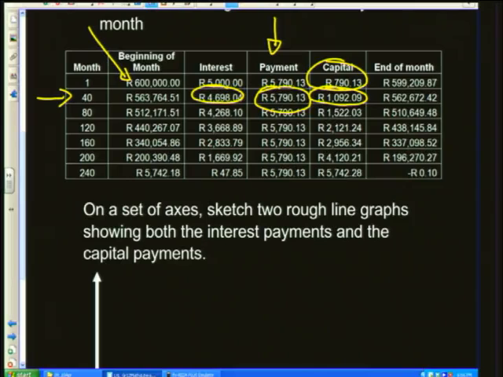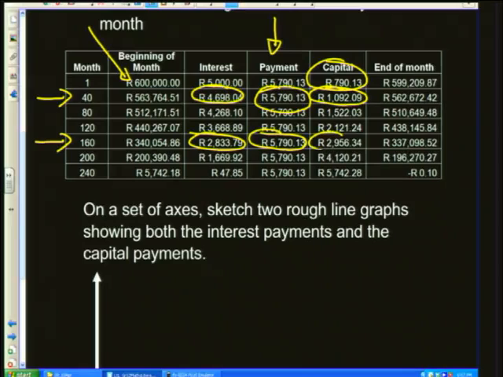Look what happens when we get to month 160. We still pay 5,790 Rand and 13 cents. Carl, how much of that is interest? 2,833 Rand 79 cents. Okay. And how much is coming off your actual bond? 2,956 Rand. Okay, brilliant. Right.